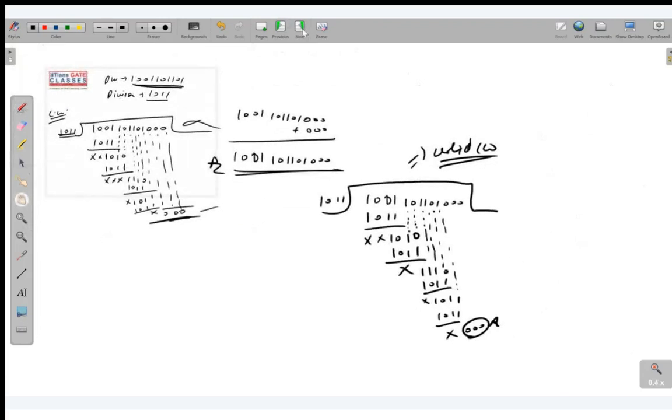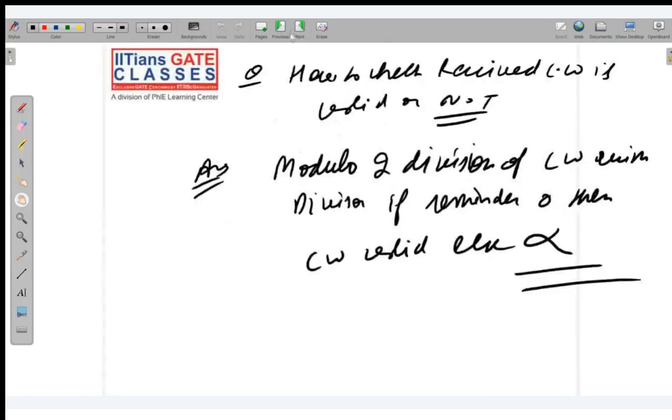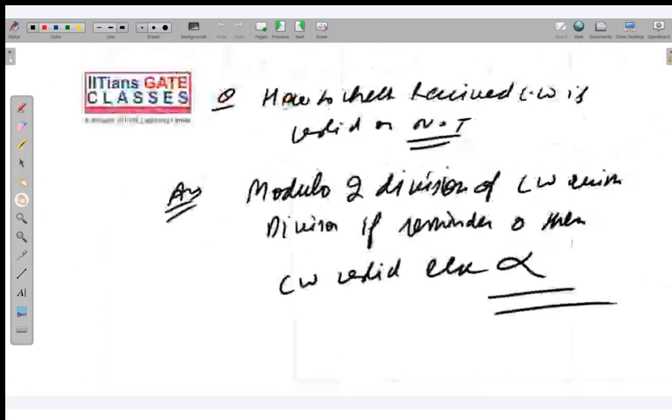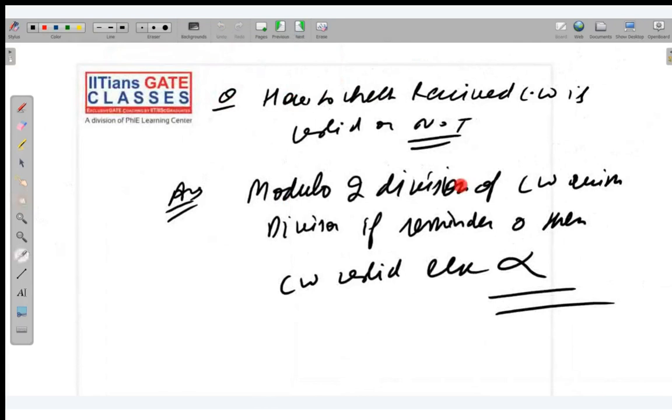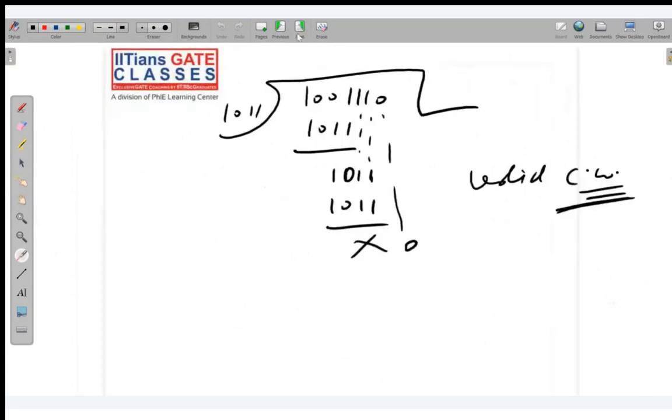I think we should not waste time here and there finding that, it will simply waste our time. Any doubt here? No, sir. Okay, so now we can easily find that out. How to check whether the received code word is valid or not: modulo 2 division of the code word with the divisor. If the remainder is 0, then the code word is valid, else it is not valid. So you just have to find the remainder. That's it.